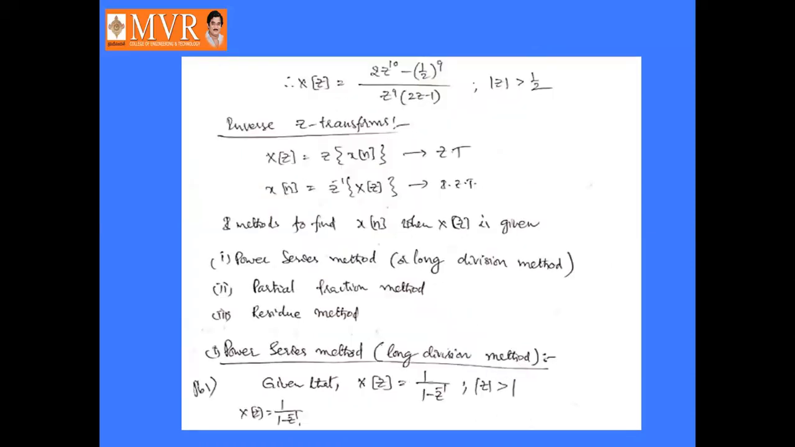So therefore, by solving this, we can get X of z as (2 z power 10 minus (1 by 2) whole power 9) by (z power 9 into (2z minus 1)). So here mod z is greater than 1 by 2.